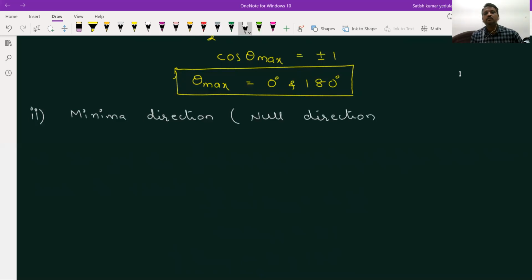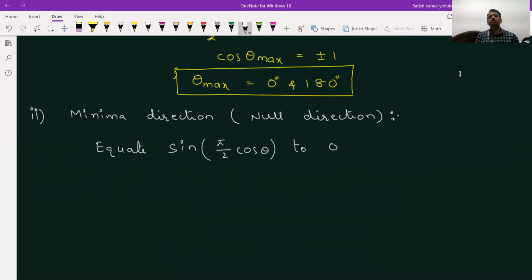Minima direction is nothing but null direction, the direction of nulls. So what you have to do is you equate that to get this minima direction or null direction, that is 0 radiation direction. Equate sine of pi by 2 cos theta to 0, because this is the field component, right? When this field component is 0, that means there is no radiation. That is what this null direction is, right?